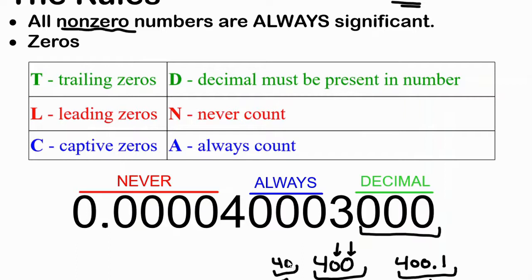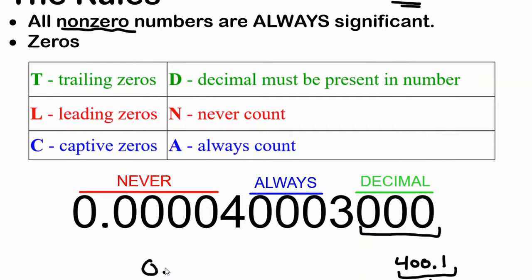These zeros are just telling me how big it is. So this is 40 instead of 400. So these zeros don't communicate anything about precision. They just communicate the size of the number. The same is true with leading zeros. So leading zeros are zeros that are in front of a non-zero number.